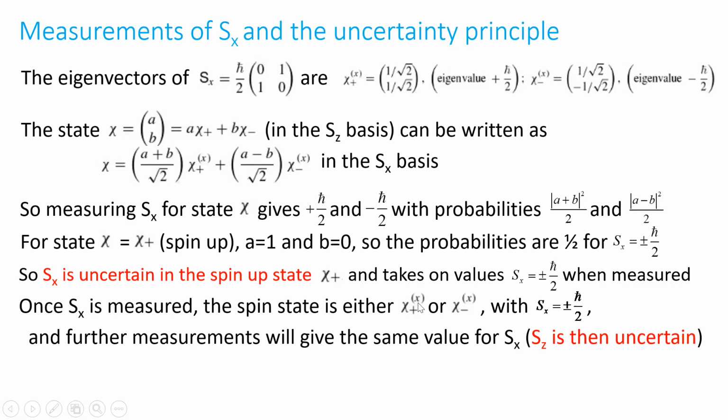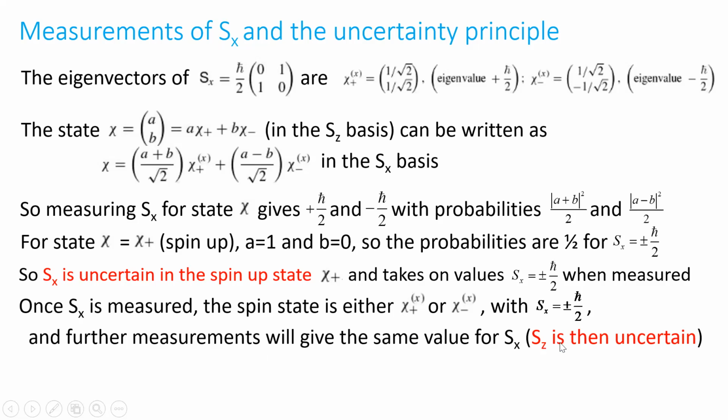So it'll be the equivalent of spin up, but in the x direction. On the other hand, if we got minus h bar over 2 for SX, it would be in the chi minus x state, which would be the equivalent of spin down, but in the x direction. The spin state becomes that state, and further measurements of SX would give the same value, because it's already in one of the eigenstates. Once we've measured it and it moves into that eigenstate, it will remain there, assuming it's not disturbed, and further measurements will give the same value for SX.